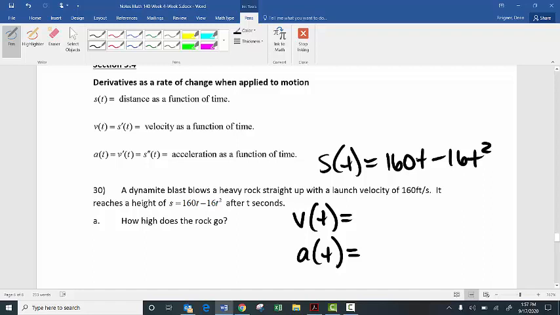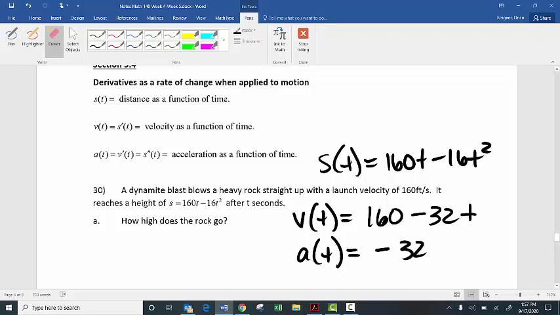So you're taking the derivative, and this is kind of the first time we use this language, with respect to t rather than with respect to x. So the derivative of 160t is 160. The derivative of negative 16t squared is negative 32t. So then to get the acceleration, you take the derivative of the velocity function, which in this case is negative 32, right? Because the derivative of a number is 0. The derivative of negative 32t is negative 32.